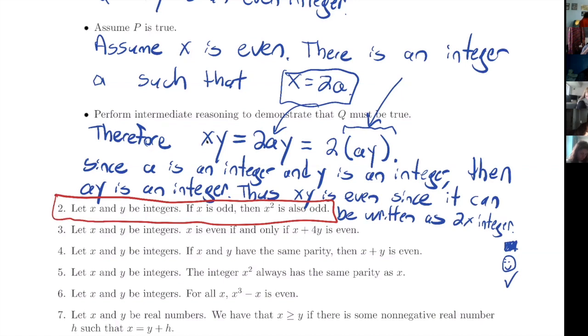Okay. So x is a number and we are assuming that x is even. And if someone tells you, well, what if x is odd? Then you can tell them that has nothing to do with this proof. We are trying to prove that if a number is even, that's going to have to imply that x times y is also even.